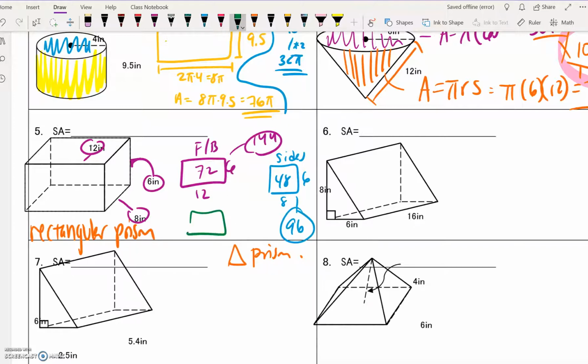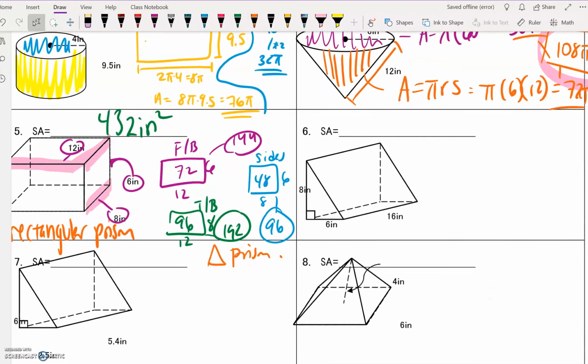Let's see, I need to do top and bottom. Top and bottom is 12 by 8. That one's a little harder to see. The 12 is here, the 8 is here, because it's the same as that length. That's right below it. So that area is going to be 96 times 2 is 192. And then those all put together, so 192 plus 96 plus 144 should be 432 inches squared.